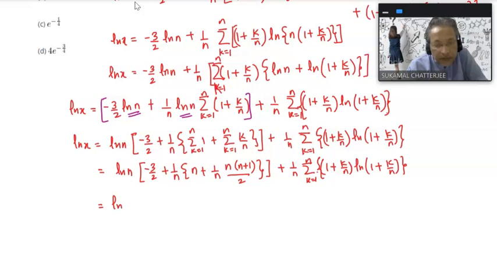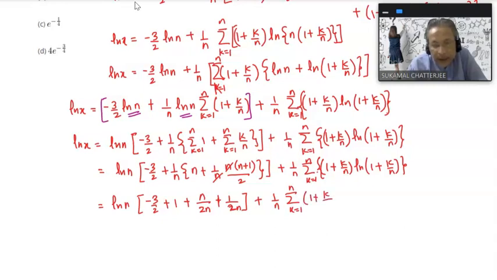Simplifying the first part, you get minus 3 by 2 plus 1 upon n into n gives you a 1, then this cancels out, so this is 1 upon n times n plus 1 by 2, which is n by 2n plus half into 1 by n, so 1 by 2n, plus 1 by n, summation of k equals 1 to n, 1 plus k upon n ln of 1 plus k upon n.